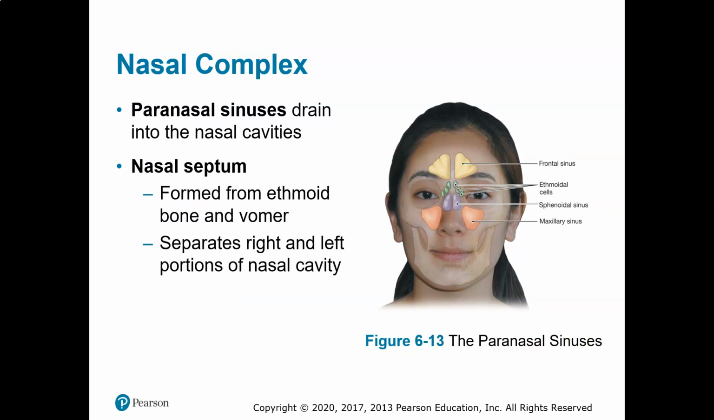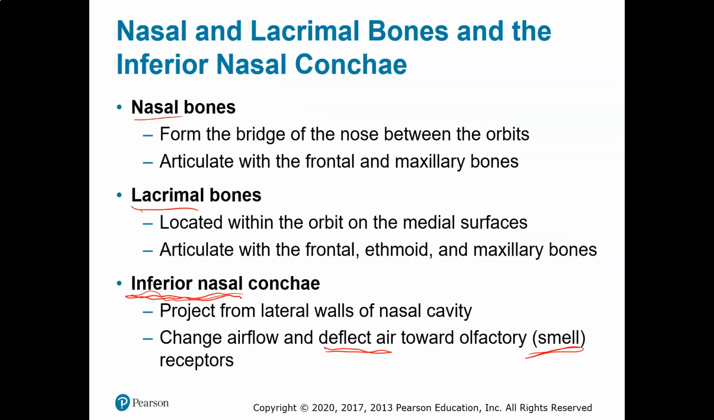Okay, we talked about paranasal sinuses. This is a collection of sinuses or cavities in your skull. The frontal sinus is in the frontal bone. The ethmoid, the sphenoidal sinuses are in the sphenoid bone, and then the maxillary sinus is in the maxilla, and all of these drain into your nasal cavity, and they help to lighten the weight of the skull.